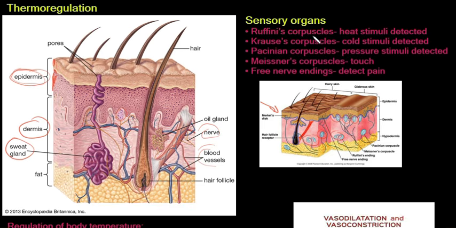The first one, Ruffini's corpuscles, detect heat stimuli, so if something is hot. Then Krause's corpuscles will detect cold. The Pacinian corpuscles will detect pressure, and then Meissner's corpuscles will detect touch, and then you've also got free nerve endings that will detect pain. So free nerve endings sit in the epidermis, and then you've got Ruffini, Meissner, and the Pacinian. Who are we missing? Krause. You can't see it now, but it's not on this diagram. So you need to know which of these corpuscles detect what kind of stimuli.